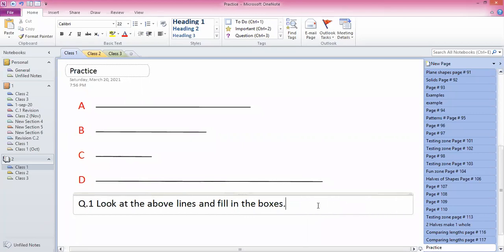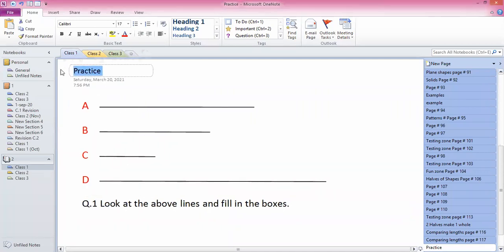In the notebook, you have to draw first lines A, B, C, D. Before drawing the lines, on the top of the page write today's date and the topic name, comparing length. It is not from the book, so leave the page number. Today's date is 22 March 2021. Draw 4 lines A, B, C, and D, and you will draw with the same length.